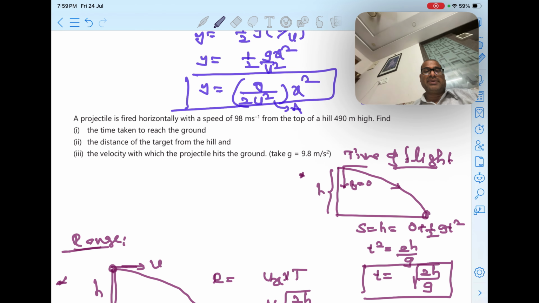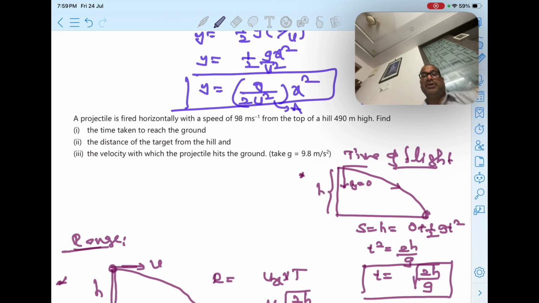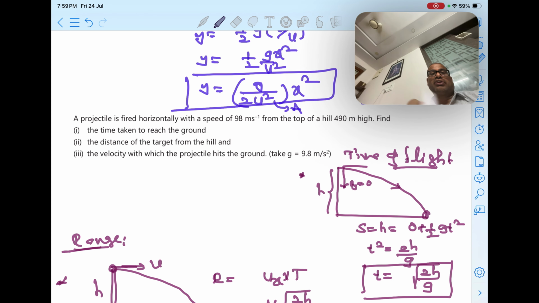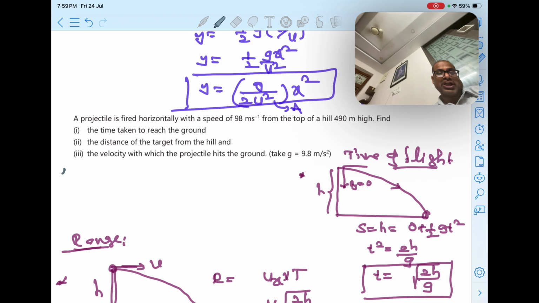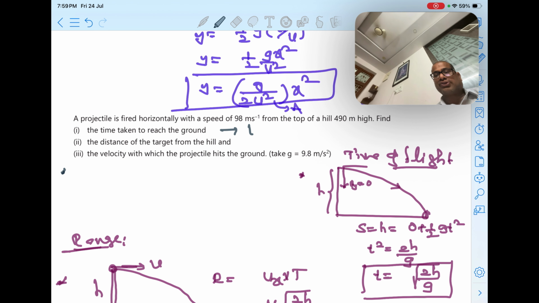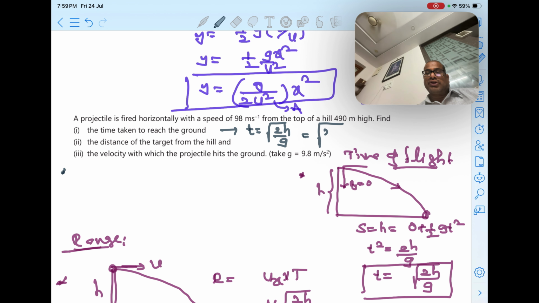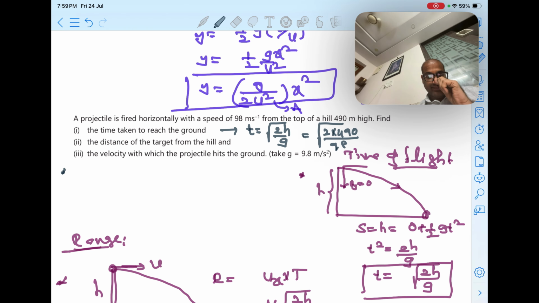The first numerical you can see here. A projectile is fired horizontally with a speed of 98 meters per second from the top of a hill of height 490 meters. Find the time taken to reach the ground. Now, what formula did we derive? Let us substitute the values. The time taken to reach the ground is root 2h by g, that is root 2 into 490 by 9.8.